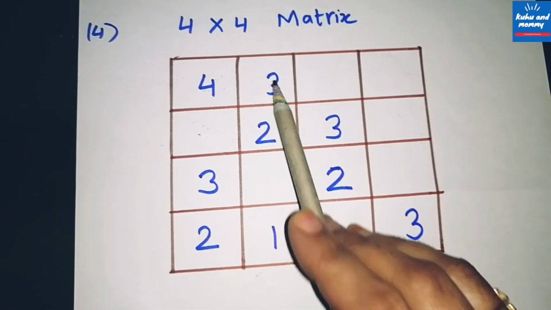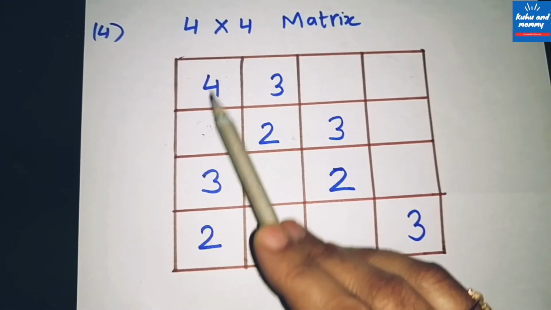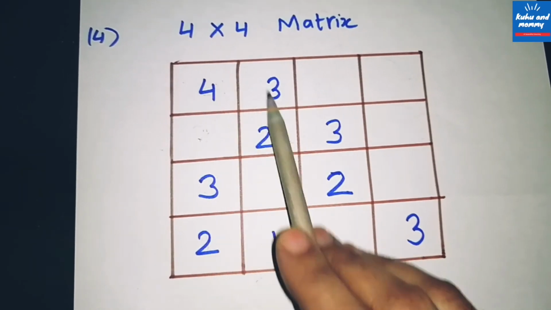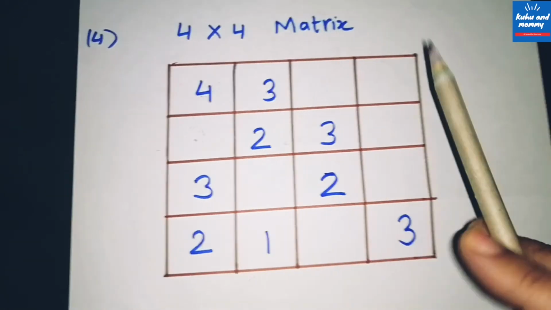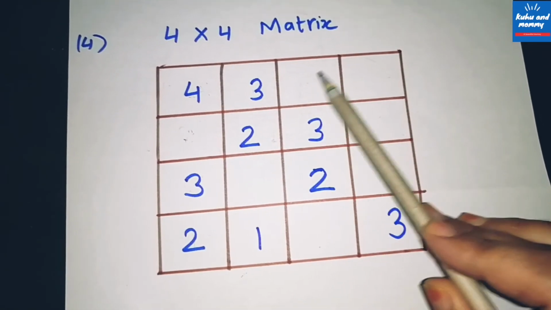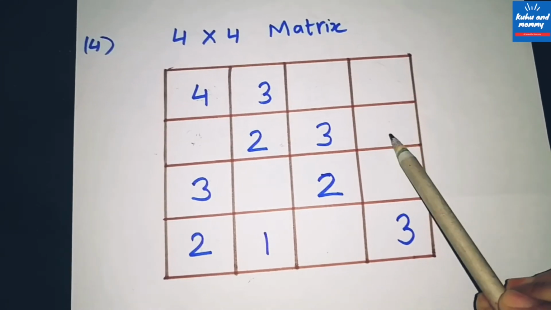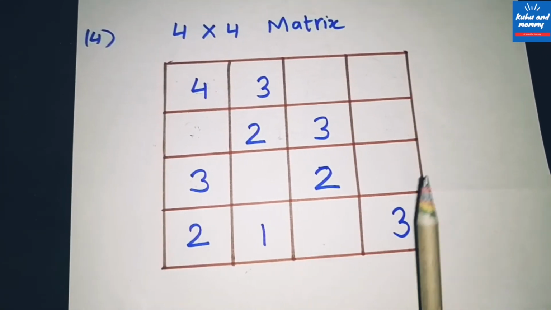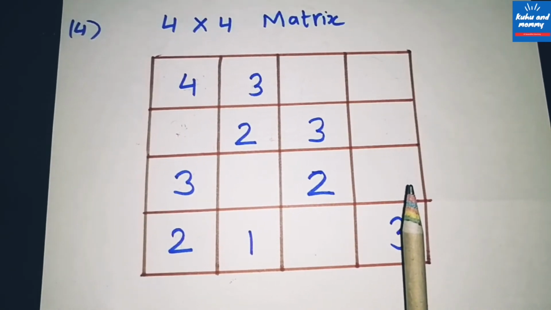So like 4 3 2 is already there, so there can't be 4 3 2 again in this. It cannot be twice in this block. Same way, 3 is already there in this one, so there can't be 3 here, here, here. 3 cannot be repeated in this block. So these are the rules of 4 by 4 matrix.